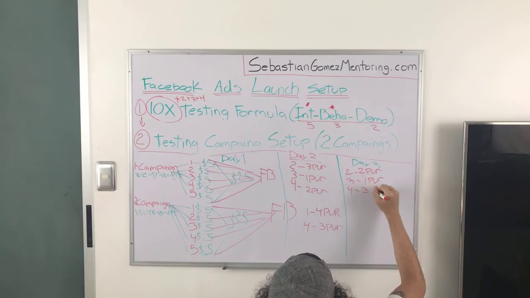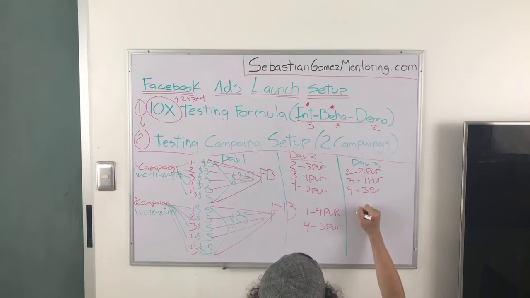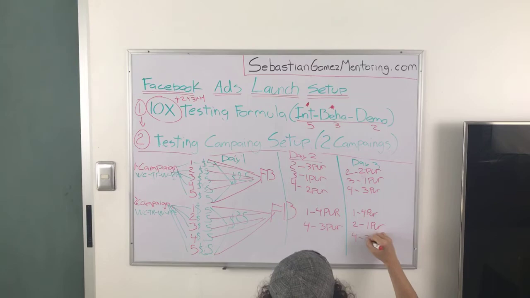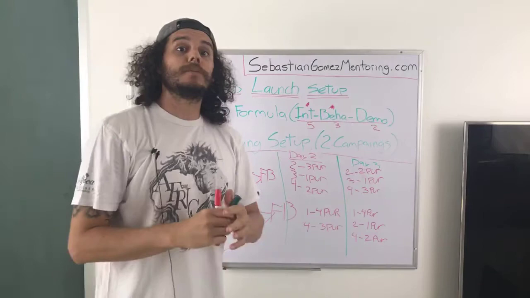Okay, on the second campaign, let's say that interest one got us another four purchases. Let's say interest two got us one purchase, and interest four got us two purchases. Okay, so this is the data that you're going to be seeing reflected on your Facebook, right?